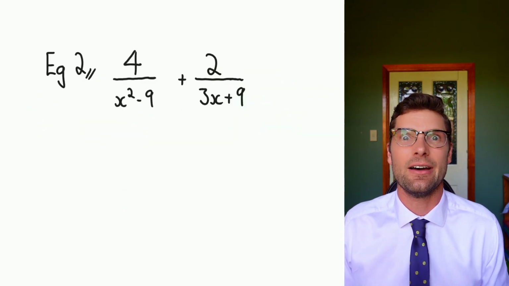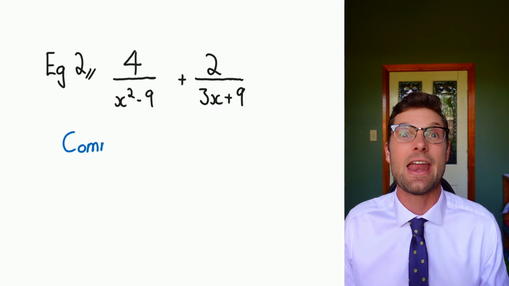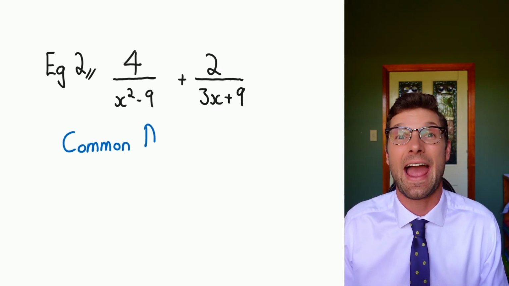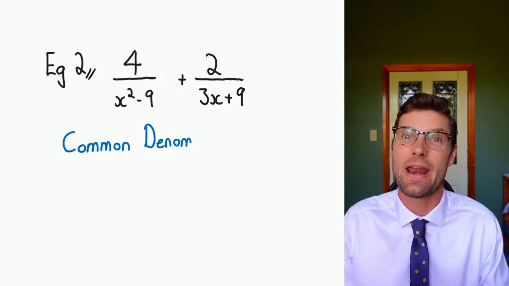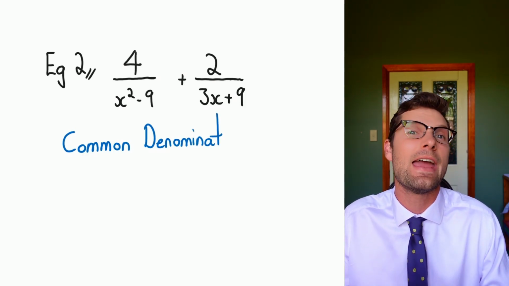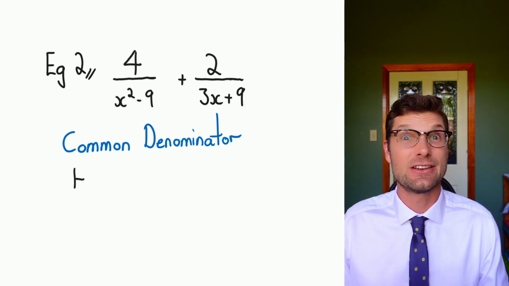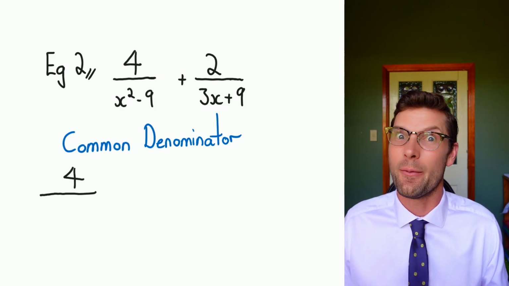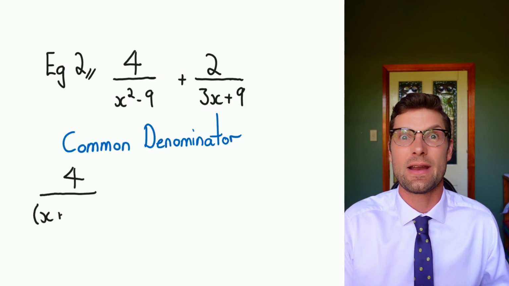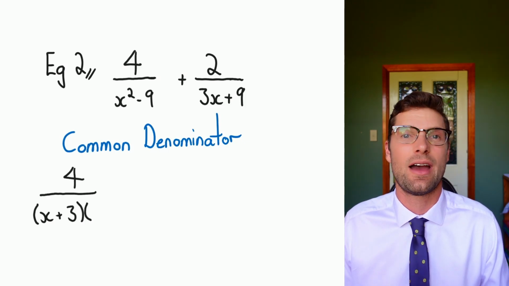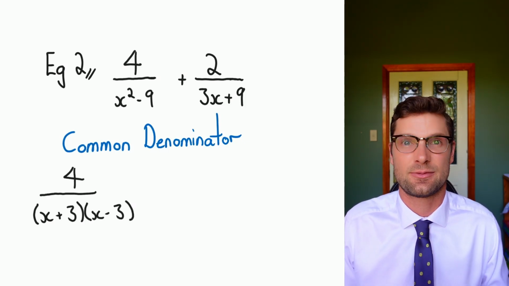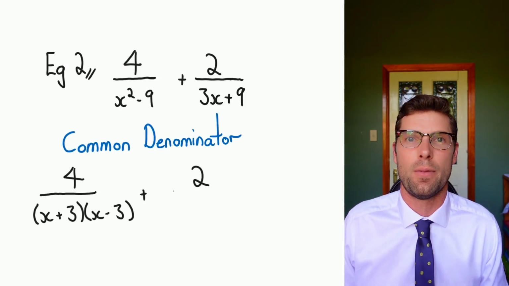This one's a little bit harder. Because we're doing an addition and not a multiplication, we actually have to get a common denominator before we start, and then we can start to simplify. Again, because it's a factorization topic, we're probably going to have to factorize. That first one is x squared minus 9. So using difference of 2 squares, I've got x plus 3, x minus 3 on the bottom.